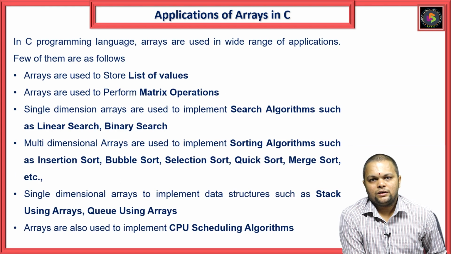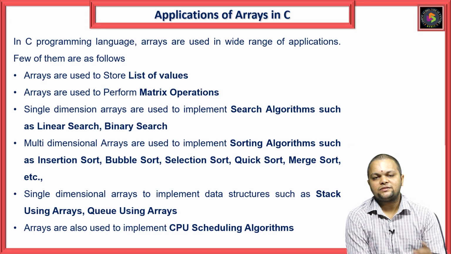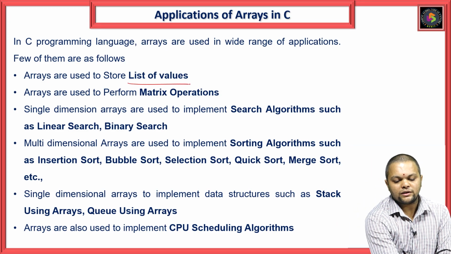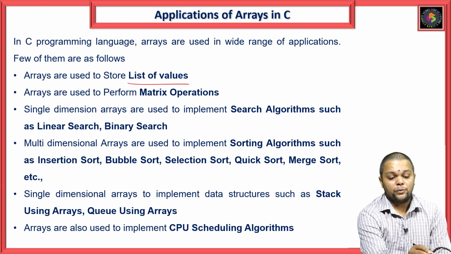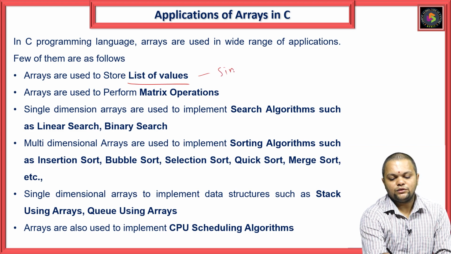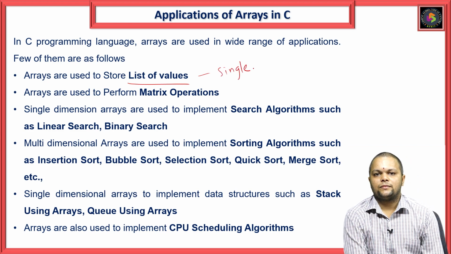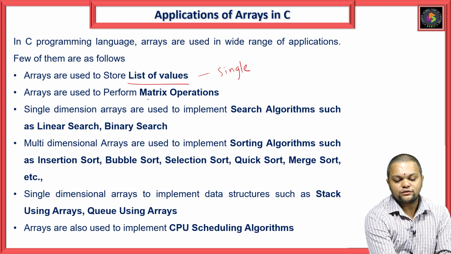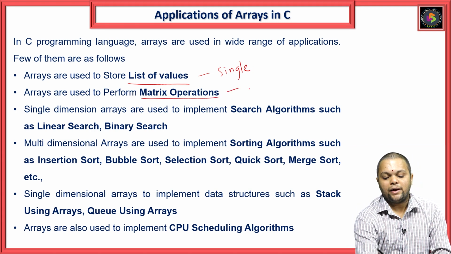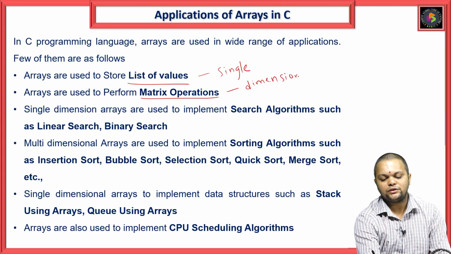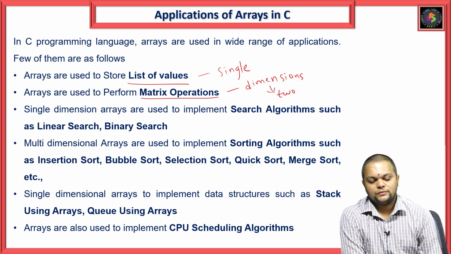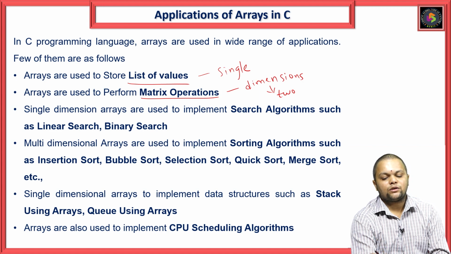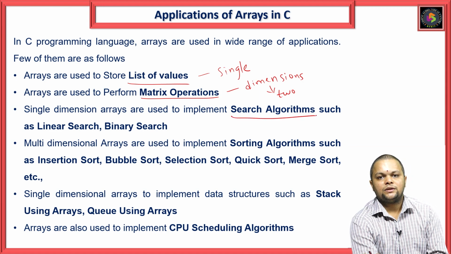Coming to applications of an array. First, an array is used to store a list of values, as we have already said. For that we use a single dimension array. Next, an array is used to perform matrix operations. Matrix operations are done with dimensions. A matrix is nothing but dimensions. How many types of dimensions do we have? Two-dimensional type. And we can have some searching algorithms in an array.